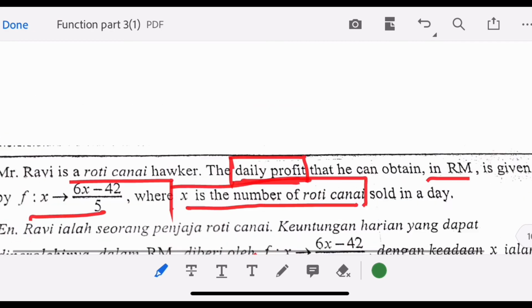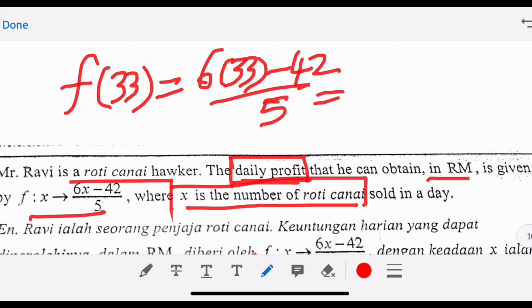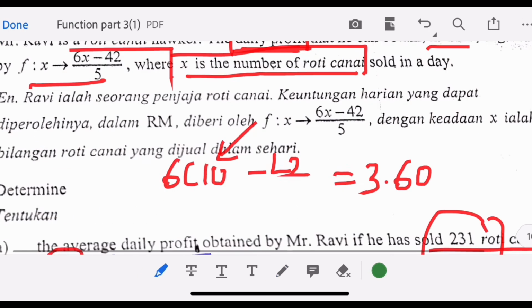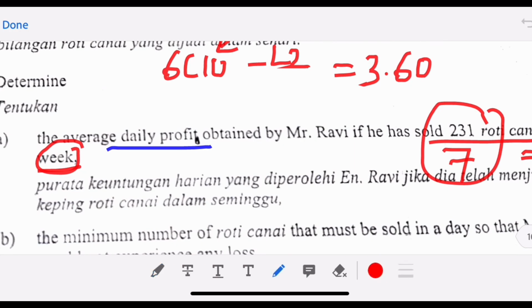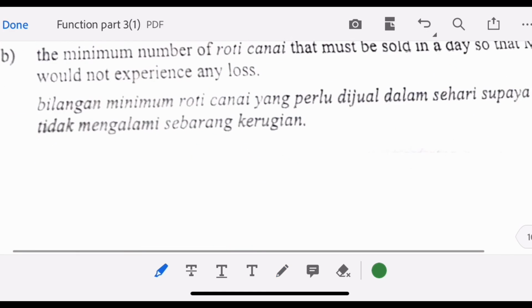So we will substitute f(33), which is 6 times 33 minus 42, over 5. So 6 times 33 minus 42, divided by 5. The answer is 31.2, that is 31 ringgit 20 cents. This is the average profit obtained by Mr. Ravi. Okay, understand?